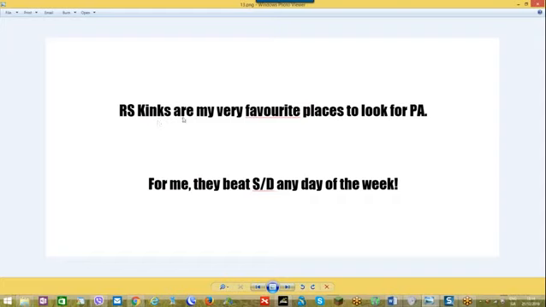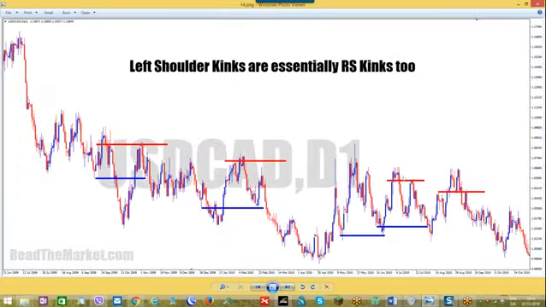So RS kinks are my very favorite places to look for PA. For me, they beat supply and demand any day of the week. I do love them, and there's good reason I love them, because left shoulder kinks are essentially RS kinks as well.